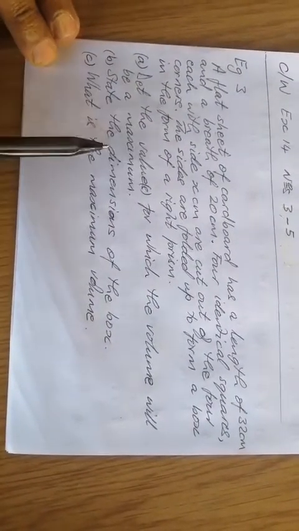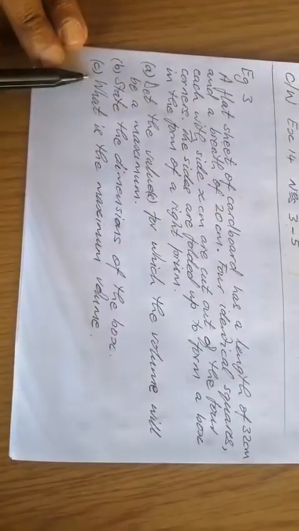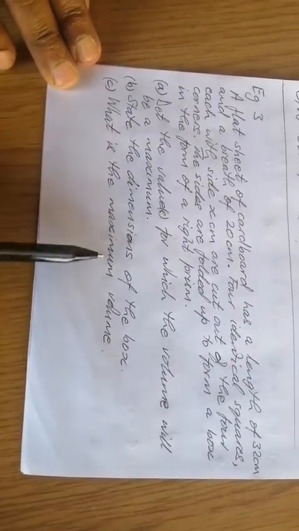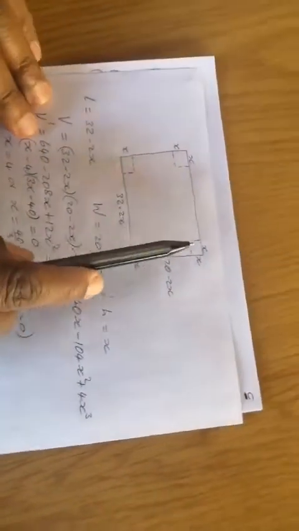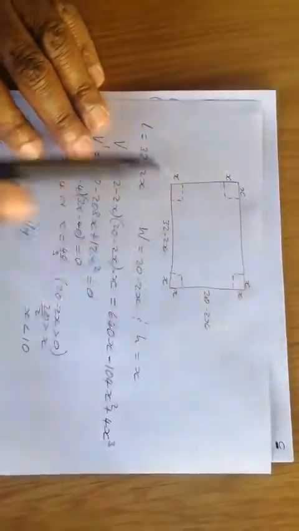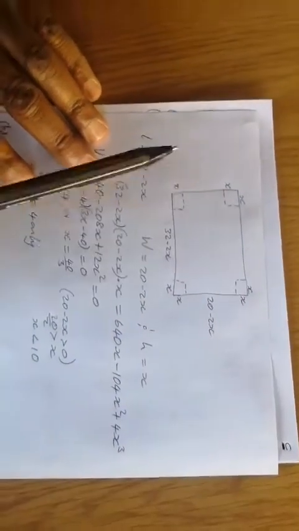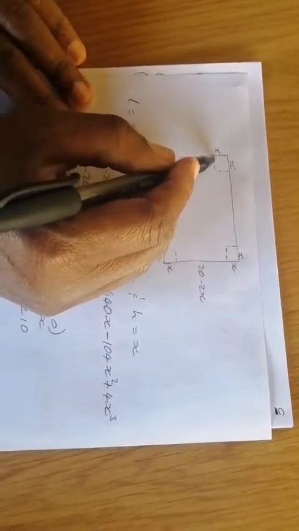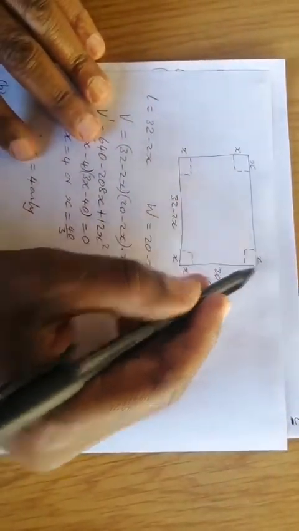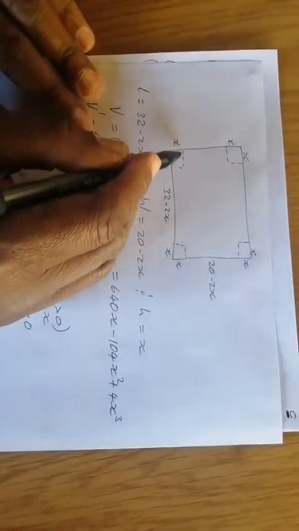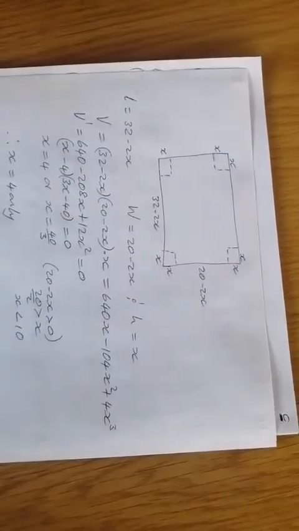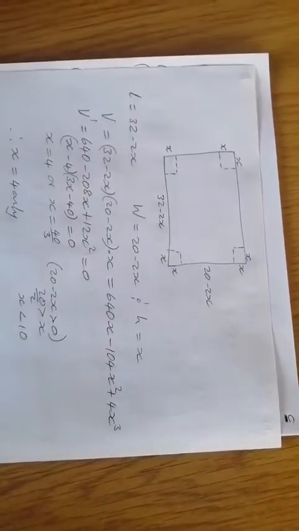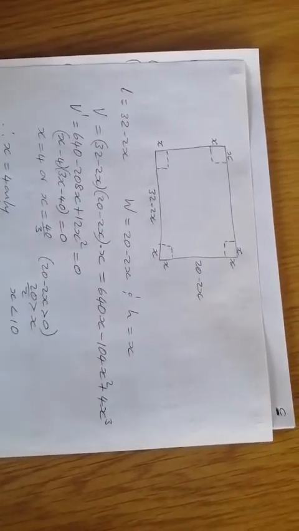Part B. State the dimensions of the box. Part C. What is the maximum volume? So let's attend to part A. Here is our rectangular cardboard box, on which we are going to cut a square on each corner. That is removed. All that I've indicated is being removed. Then we can formulate an open rectangular prism.